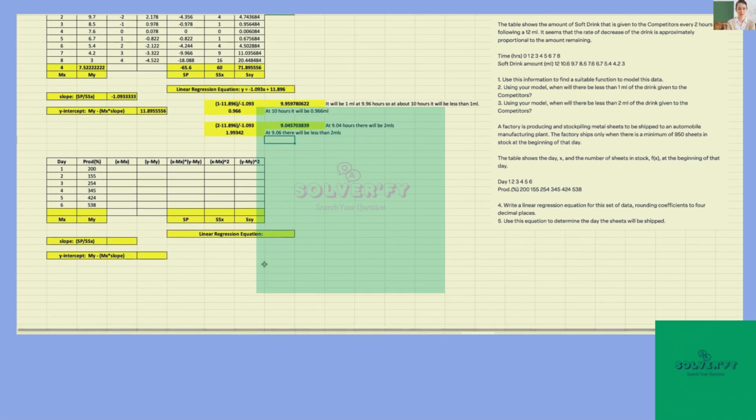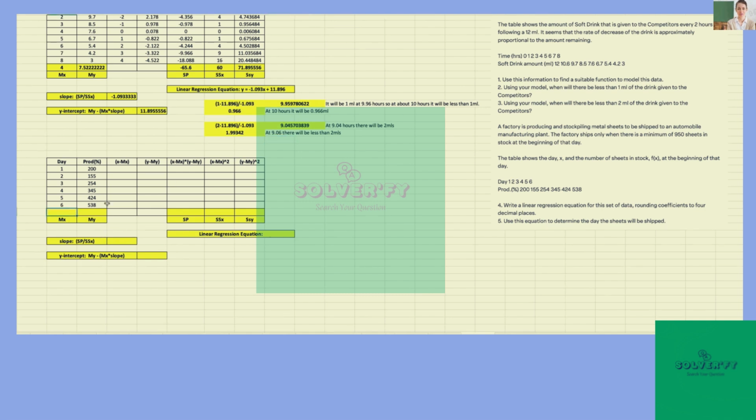Then for the next one, a factory is producing and stockpiling metal sheets to be shipped to an automobile manufacturing plant. The factory ships only when there is a minimum of 950 sheets in the stock at the beginning of the day. The table shows the day X in the number of sheets in stock at the beginning of the day. Write a linear regression equation for this set, rounding the coefficients to 4 decimal places.